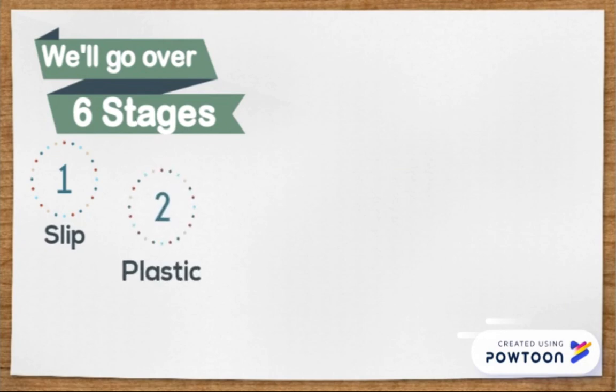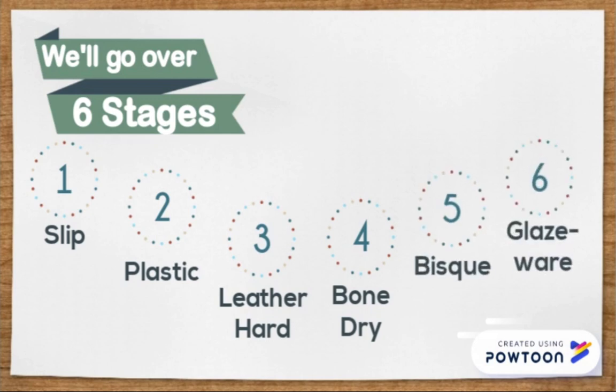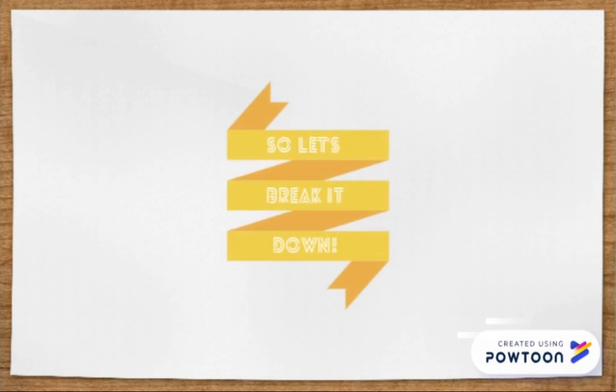The first one is slip. Second one is plastic. Third one is leather hard. 4 is bone dry. 5 is bisque or bisqueware. And then 6 is glazeware. So let's break it down.